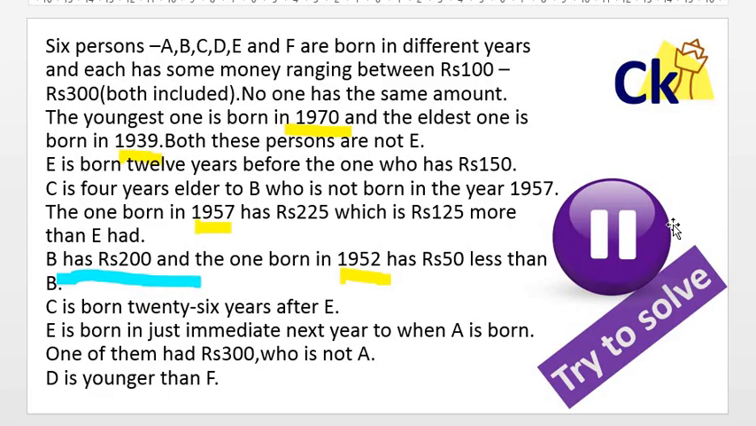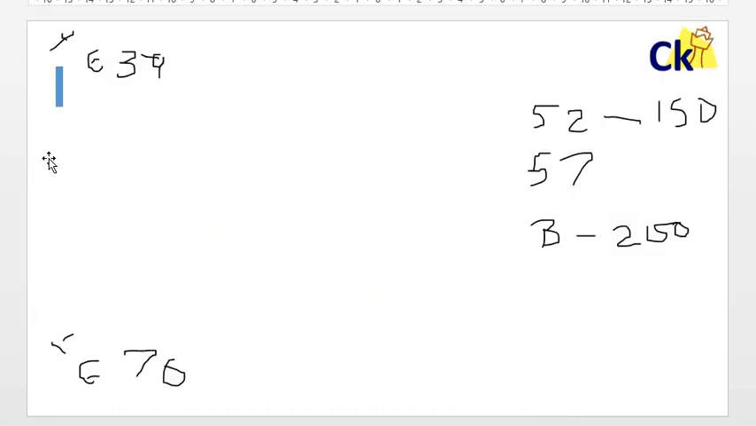Now what other conditions we have? Now let's see. C is born 26 years after E. You cannot do anything with this data right now. Now see another direct condition. E is born 12 years before the one who has rupees 150. Now we know that the person who has rupees 150 was born in 1952. So E must be born in 1940 because E was born 12 years before the one who has 150 rupees. So 1940 E was born.